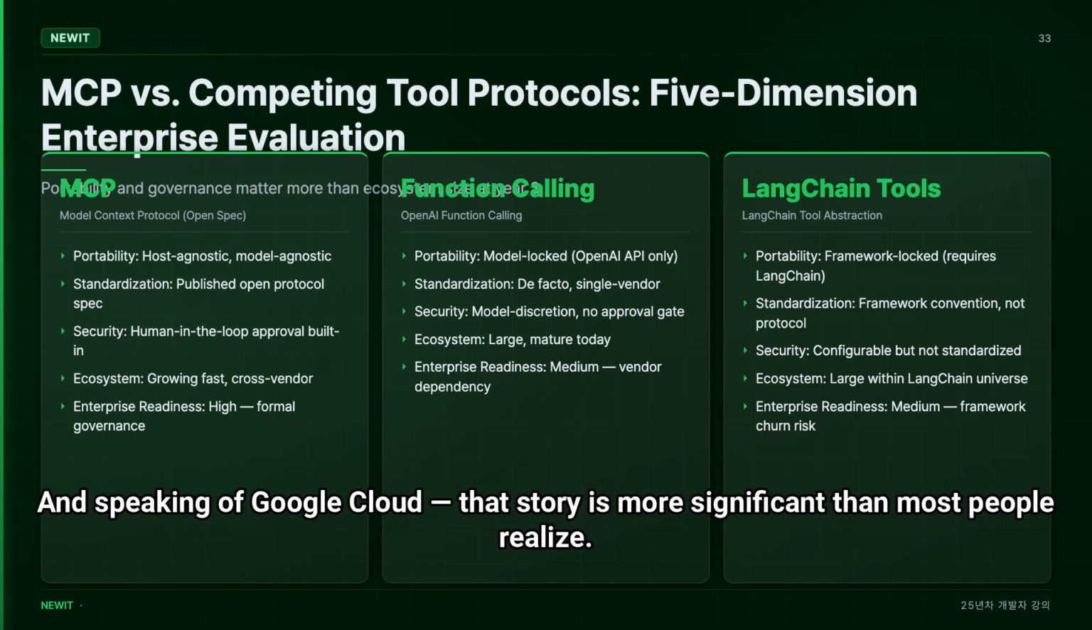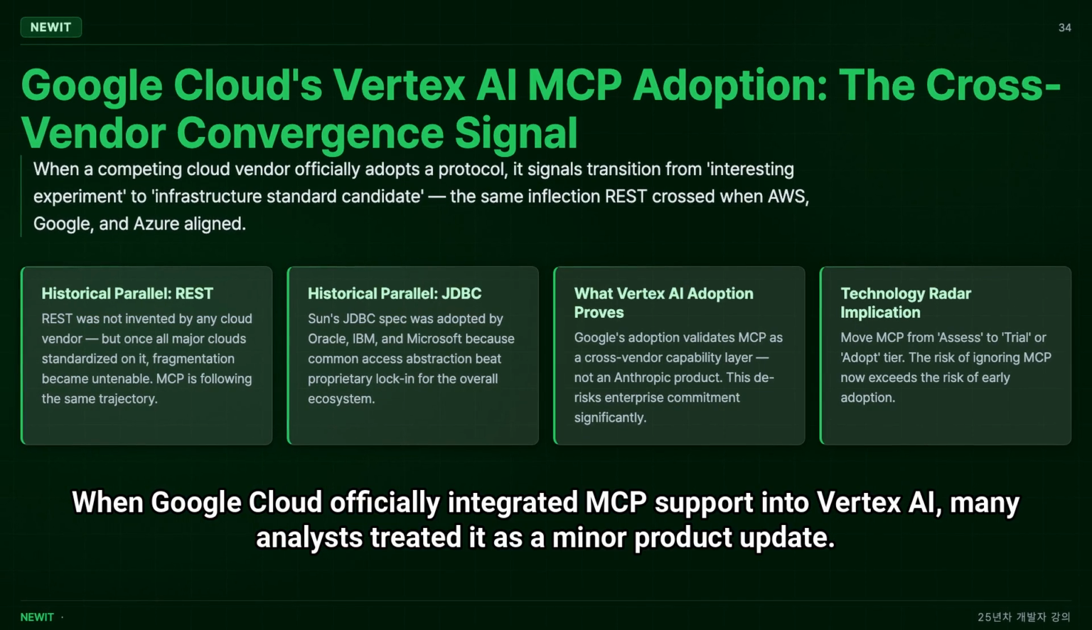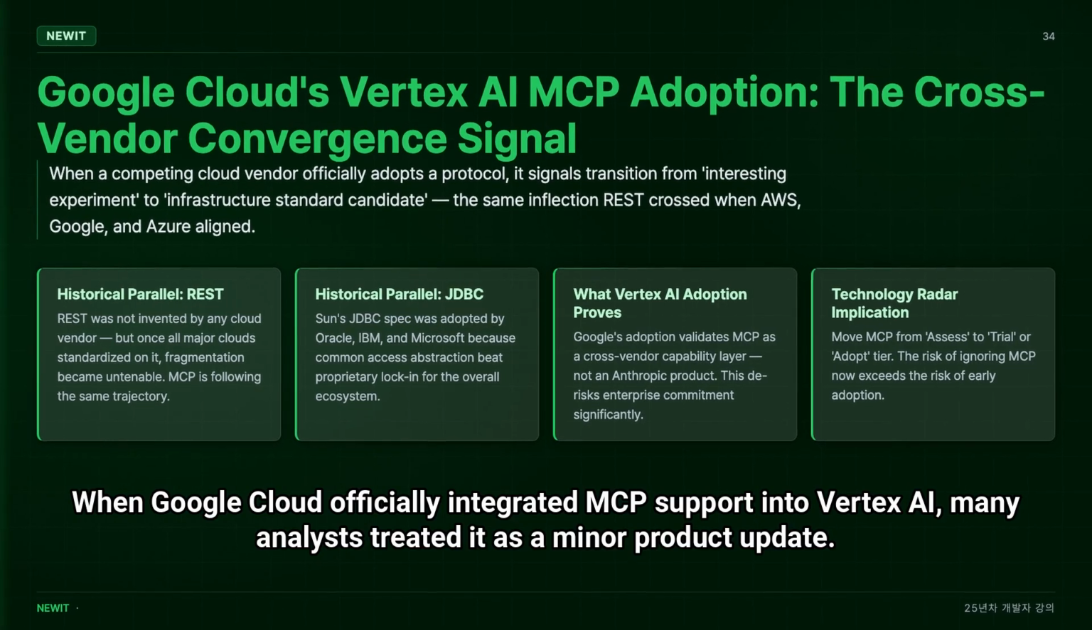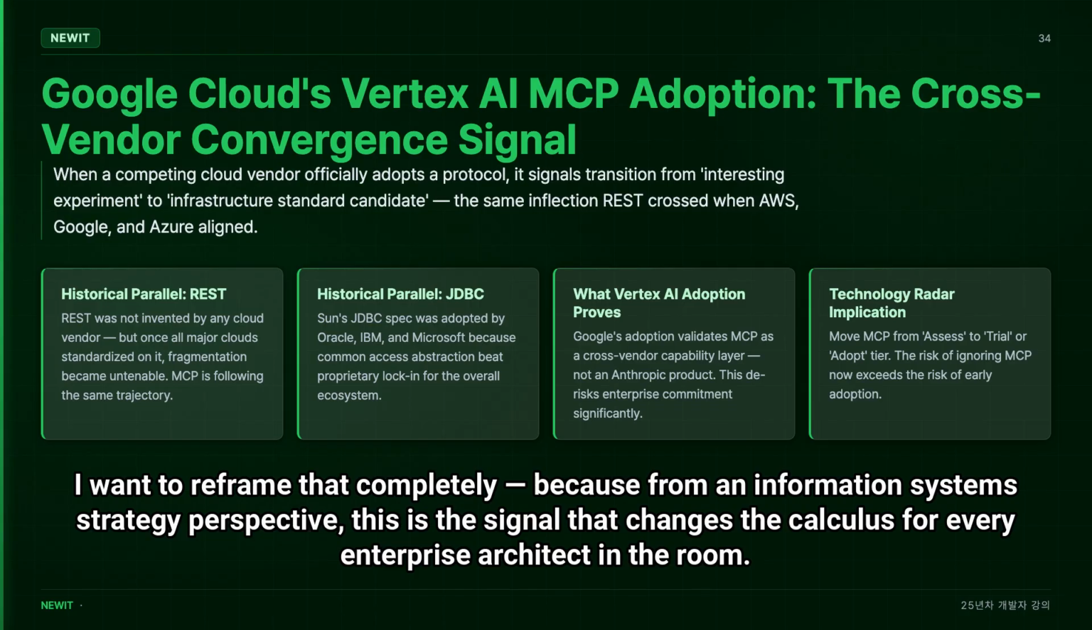And speaking of Google Cloud, that story is more significant than most people realize. When Google Cloud officially integrated MCP support into Vertex AI, many analysts treated it as a minor product update. I want to reframe that completely, because from an information systems strategy perspective, this is the signal that changes the calculus for every enterprise architect.